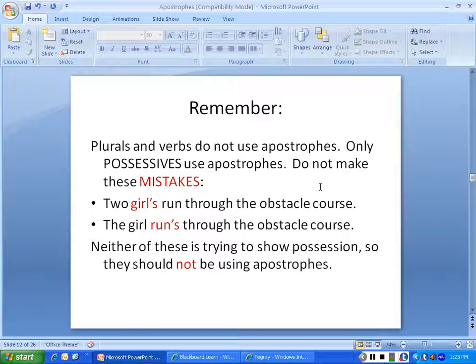Two girl's run through the obstacle course. This means that you're trying to make the word girl plural, not possessive. In this error, you have made it possessive by mistake.